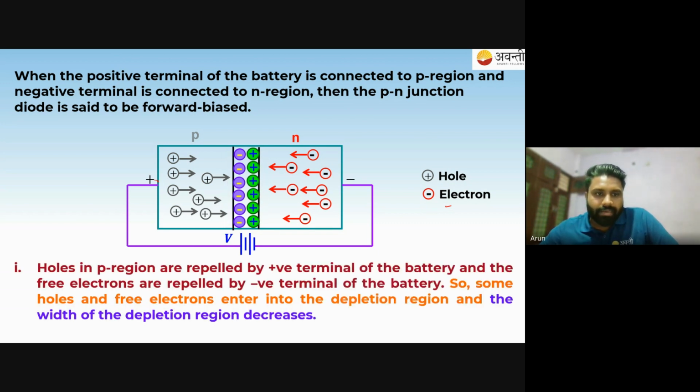Now, what will happen when the holes in the P region are repelled by the positive terminal of the battery and the free electrons are repelled by the negative terminal of the battery? Some holes and free electrons enter into the depletion region, and the width of the depletion layer decreases.